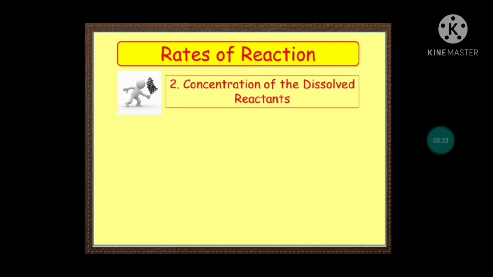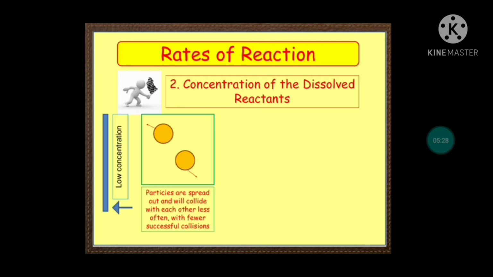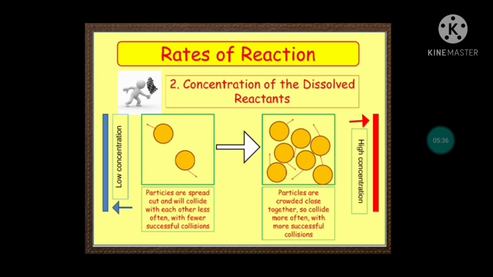Now the next factor is concentration, which is the amount of the reactant. For example, this is a low concentration, a low amount. In this case there are only 2 particles, and in the other picture we have a high concentration, with more particles. Here the particles are crowded, so they will collide more often with successful collisions, and that will form more product.